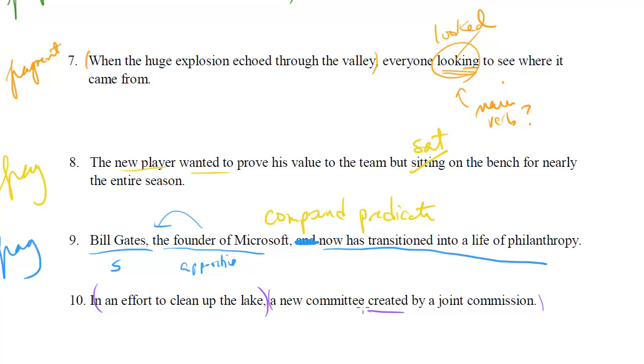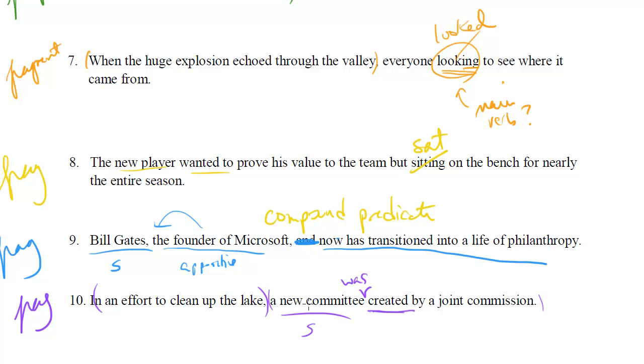So notice we have a subject kind of thing, and then we have this verb "created," but it's not being used correctly, right? A new committee, one way to fix it would be "was created." We need an actual main verb to complete the sentence. Right now, again, we've got a fragment. Right? "A new committee was created by a joint commission."